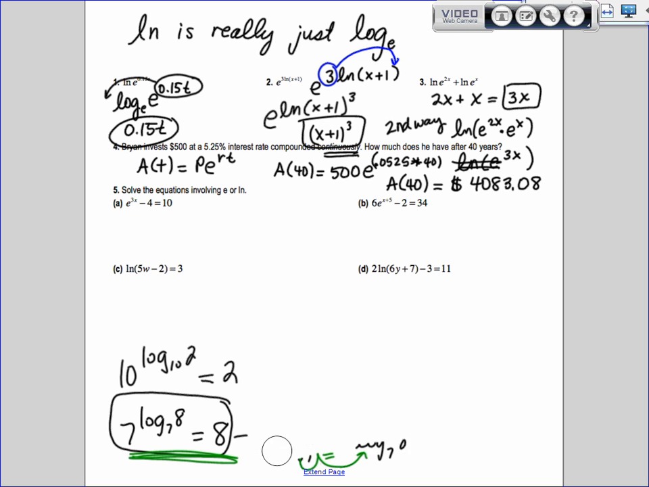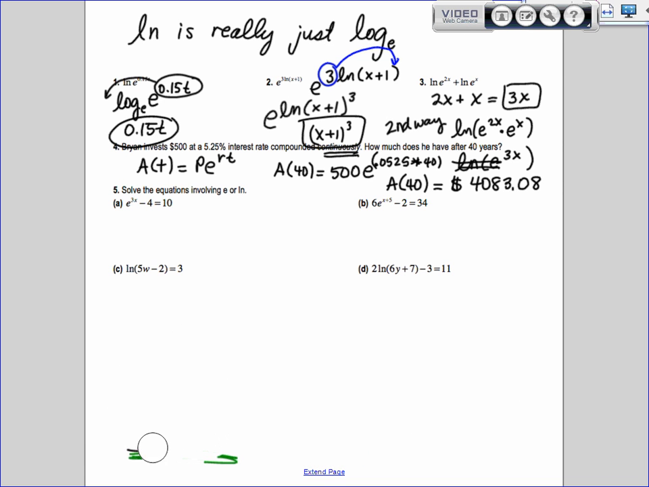Okay, so let's solve these equations. So the first one, I have e to the 3x minus 4 equals 10. Okay, so we're going to add 4 to both sides. So I have e to the 3x equals 14. How do I get rid of my e? Yeah, I'm going to use a special kind of log, though.